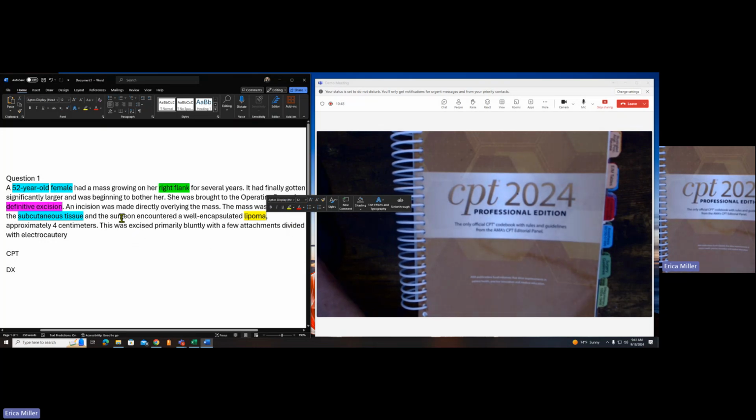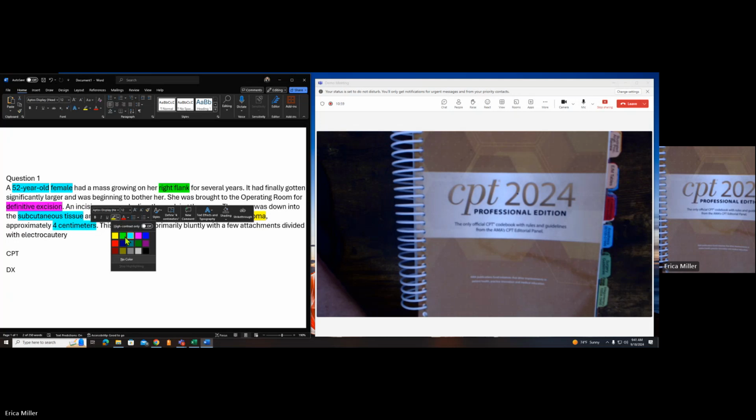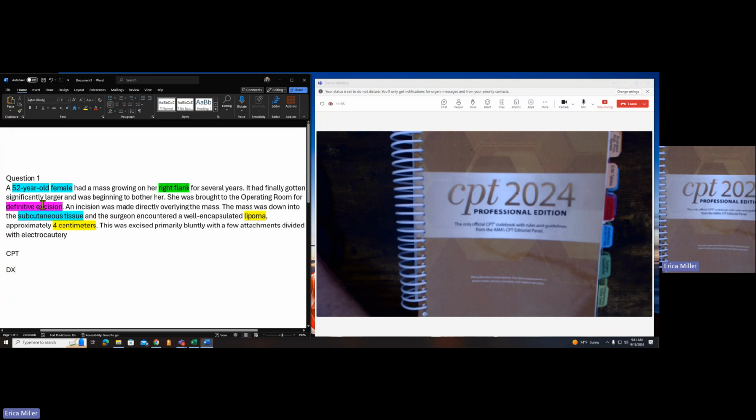All right. And how big was this lipoma? 4 centimeters. Another important factor. Running out of colors. All right, so let's just say lipoma was 4 centimeters. The excision was down to the subcutaneous tissue. Location, right flank. There is your basics. That is your keywords for both to determine your ICD-10 code and your CPT code.